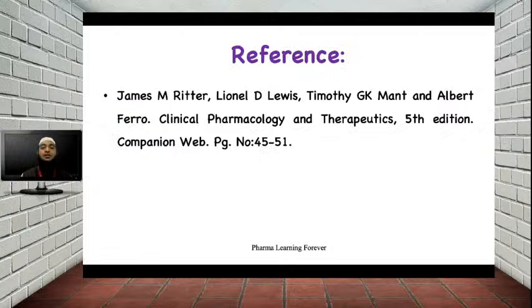I have referred to these textbooks to gather the information for my slide deck. I must thank the authors of these textbooks for giving wonderful information in the chapter on special populations, with reference to the effect of drugs in pregnant women.